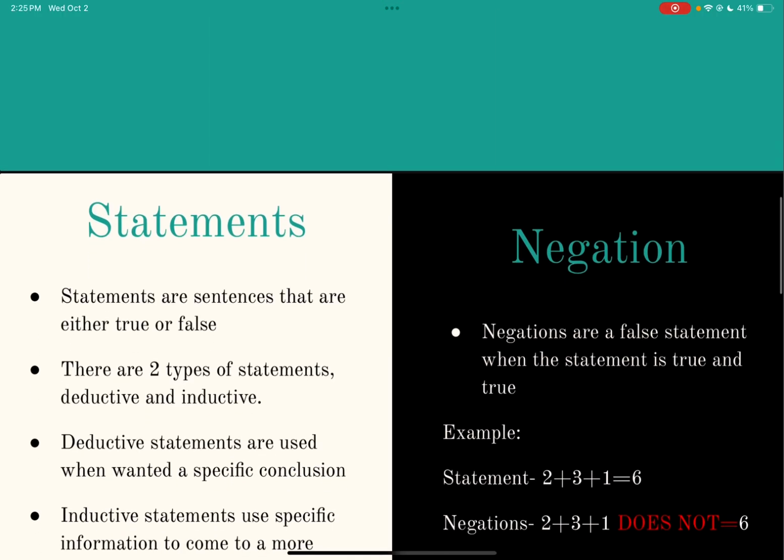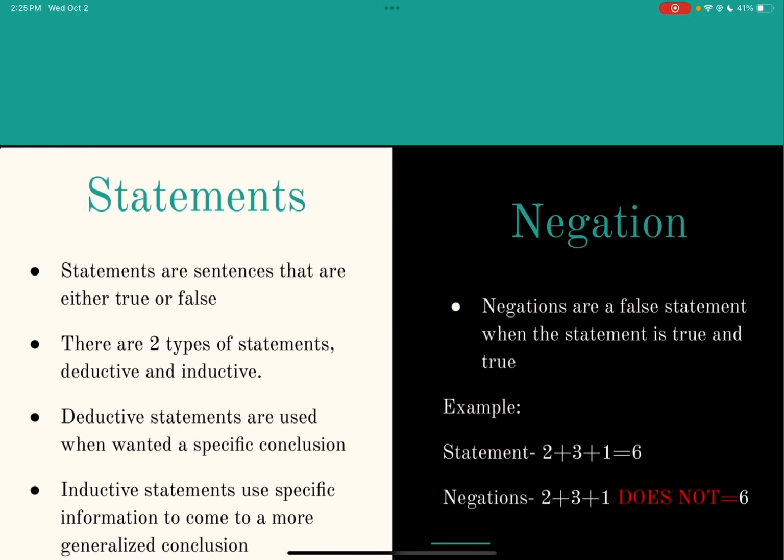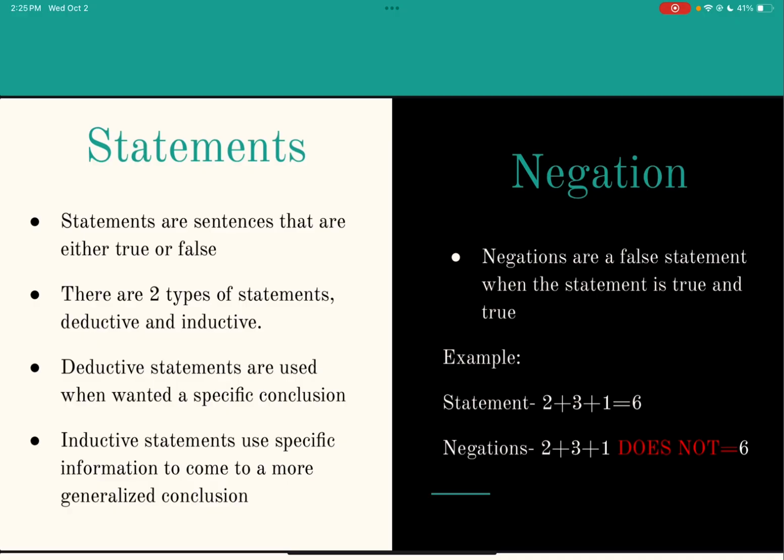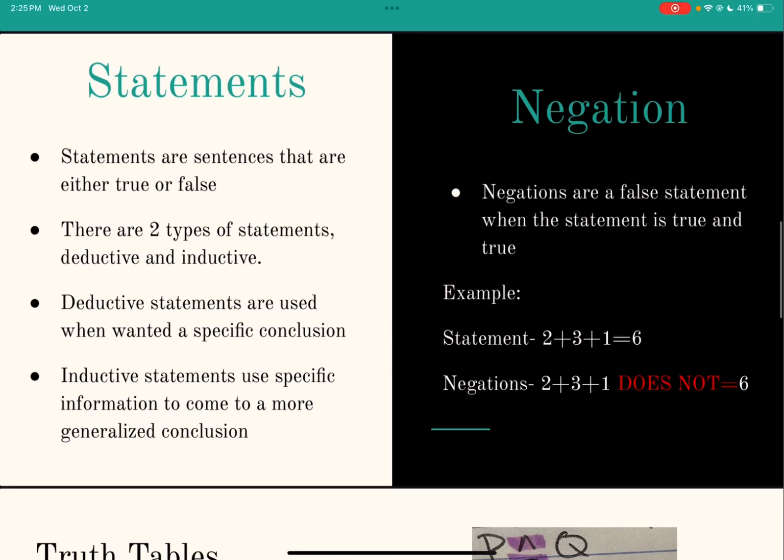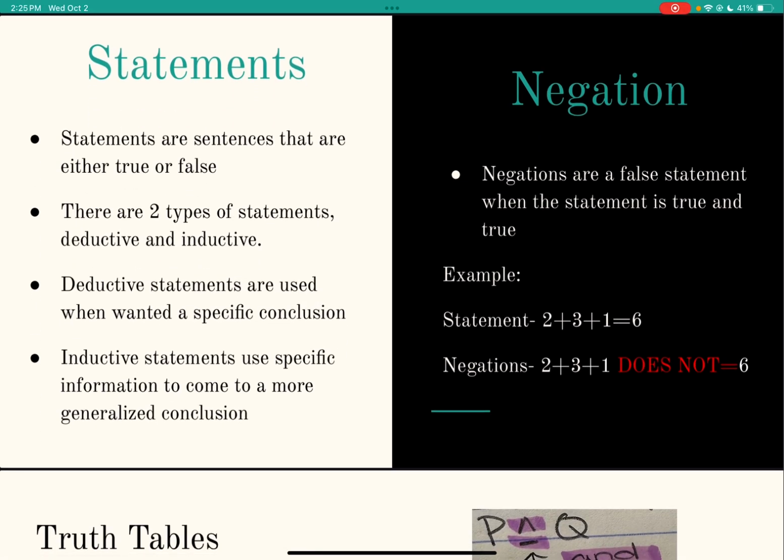First, I'm going to tell y'all what a statement is. A statement is a sentence that is either true or false. There are two types of statements, deductive and inductive. Deductive statements are used when wanting to get to a specific conclusion. Inductive statements basically do the opposite of deductive statements. They start off with specific information and come to a more generalized conclusion.